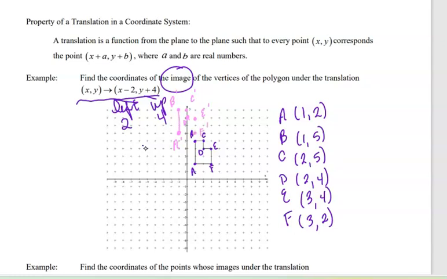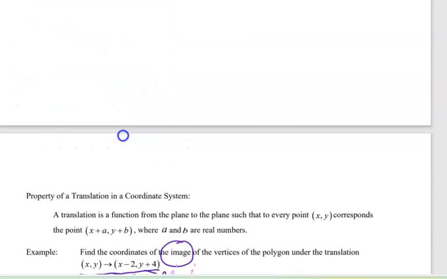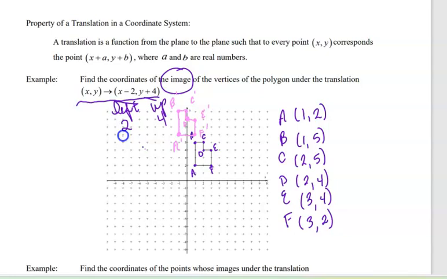And then you will connect this in the same manner that the vertices are connected on the pre-image, on the original. And you'll notice you get a shape that is congruent to the original. And that happened on the last example as well. Like this W, if drawn correctly, should be congruent to the original. Here, this pink figure is congruent to the original. And so I want you to take note that this is the image after it's been translated, and the original is the pre-image. What we're going to do now is write down the coordinates of the image.